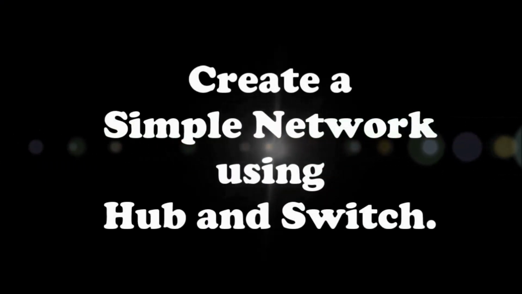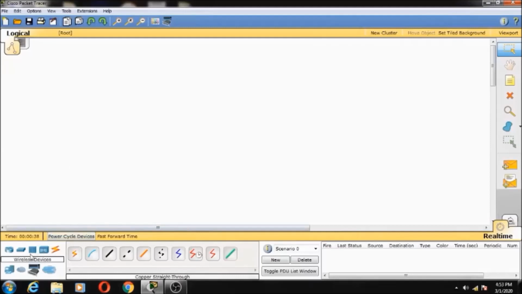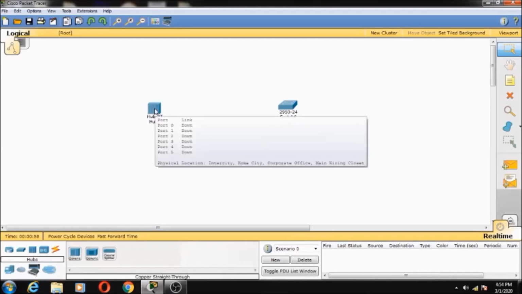Today's task is to create a simple network using hub and switch. In order to do that, we'll drag and drop a switch and a hub to the simulation window. So let's drag switch and now a hub.